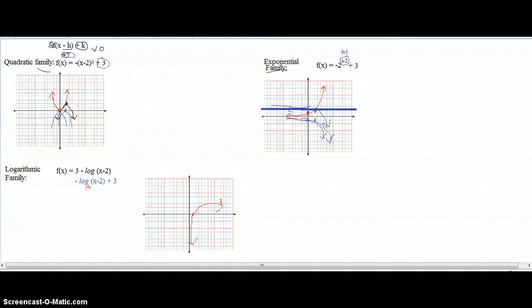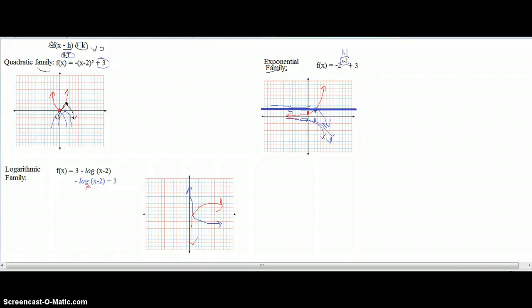So we need to do a few things. I did a negative in front. That is going to reflect it over the x-axis. When you reflect something like this, whatever is below the x-axis is going to come above, and whatever is above is going to come below. So instead of an increasing graph, like the red one started out to be, now we have a decreasing graph when it got reflected. Then I have my minus 2, so that'll shift everything to the right 2.